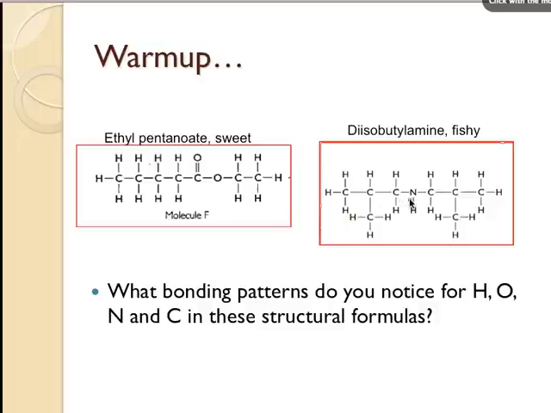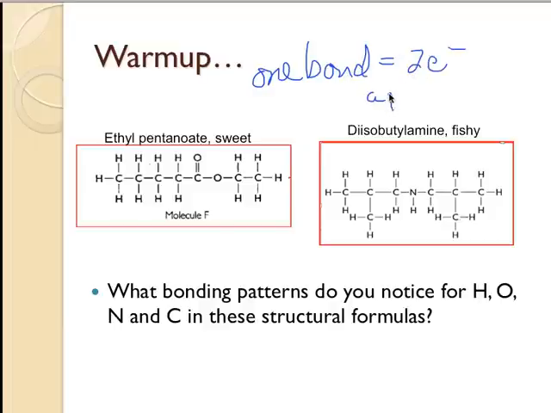If you go over here, how about nitrogen? Nitrogen makes 3. And then oxygen makes 2, and sometimes double bonds. Both of those lines mean there's a double bond in there. And one bond is a pair of electrons. You do need to remember that one. So remember, one bond is 2 electrons, a pair of electrons.